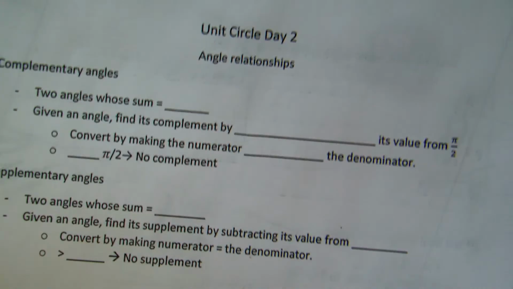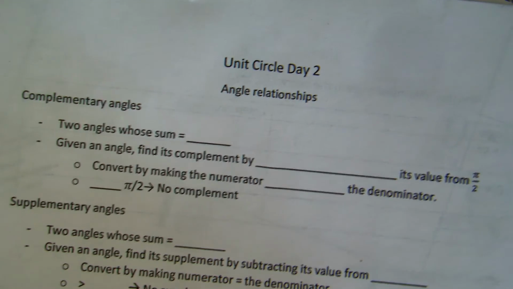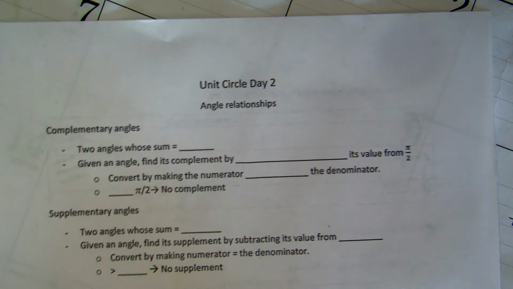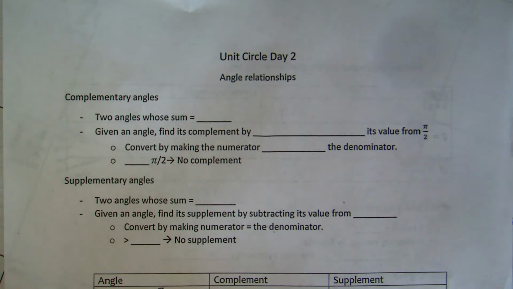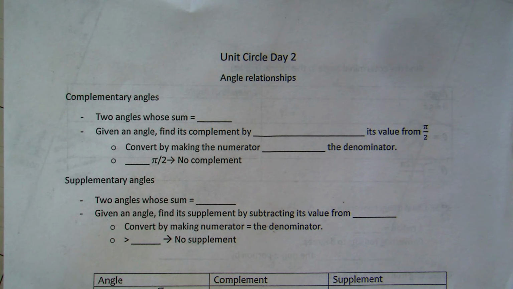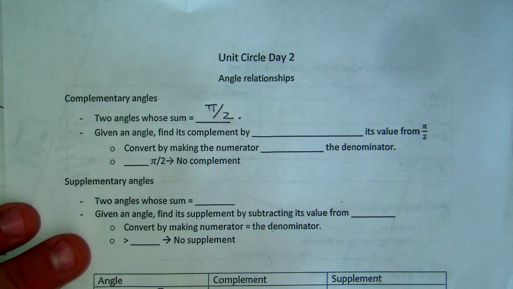Okay, so now we're going to follow up Monday's notes where we just drew angles with angle relationships. Some of the phrases are going to be familiar. We're just going to do it a little different way. So complementary angles: two angles whose sum equals pi over 2. So rather than 90 degrees, we're going to talk about it in terms of radians.